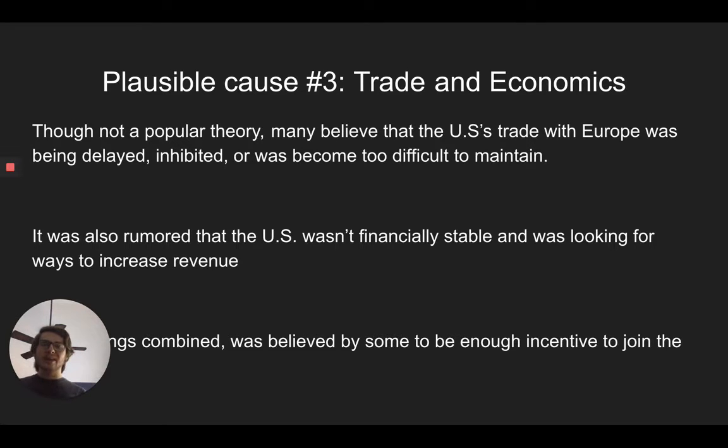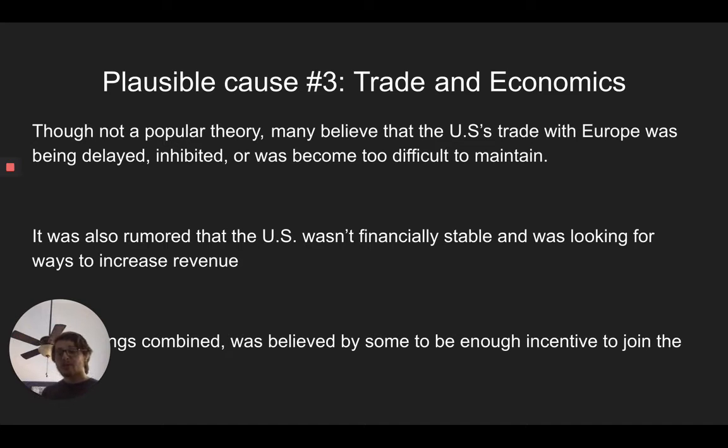So, trade and economics. It's not a very popular theory, but many believe that the U.S.'s trade with Europeans was being delayed, inhibited. It's becoming way too difficult. I mean, with this war, it's hard to trade with those countries when there's so much war going on, especially with things like the Lusitania that got shot down.